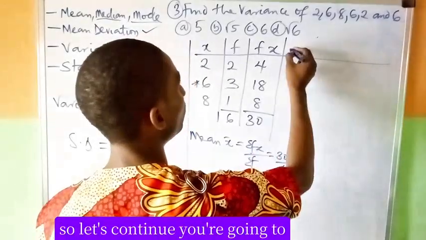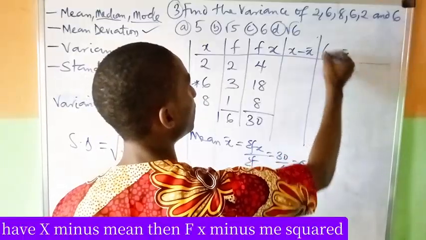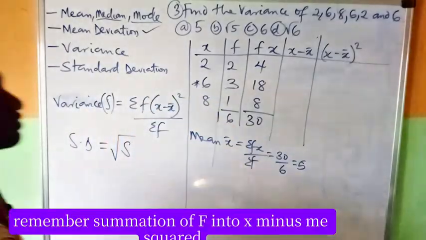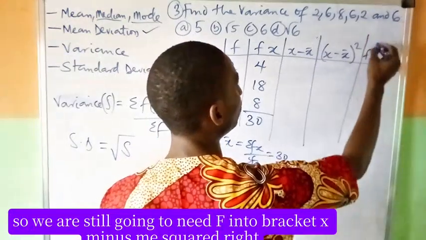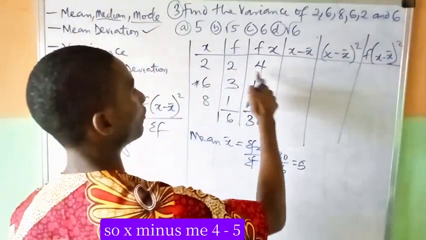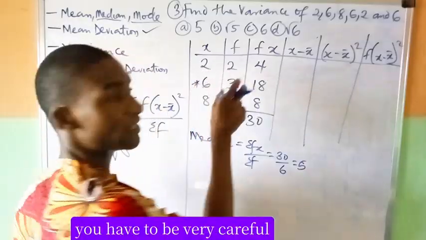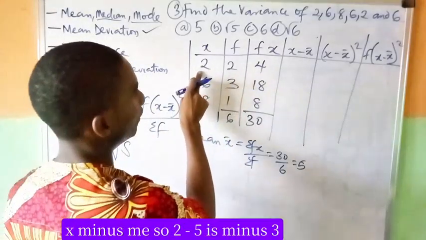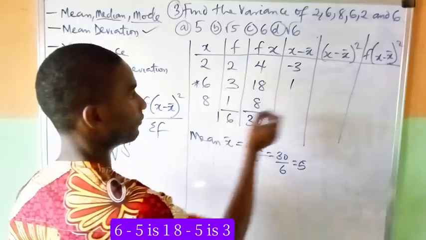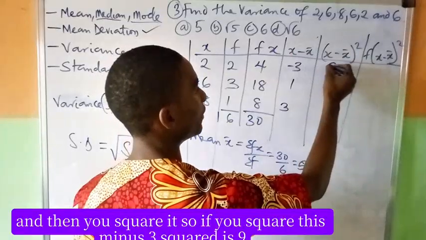So let's continue. You're going to have x minus mean, then x minus mean squared. Remember, summation of f into (x minus mean) squared over summation f. So we are still going to need f into bracket x minus mean squared. Right. So x minus mean, please, you have to be very careful. So 2 minus 5 is minus 3. 6 minus 5 is 1. 8 minus 5 is 3. And then you square it. So minus 3 squared is 9.